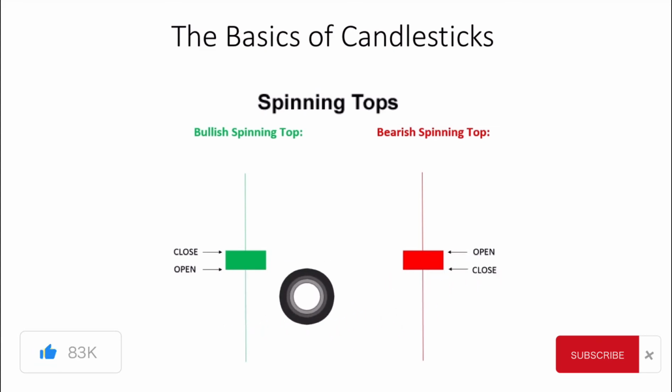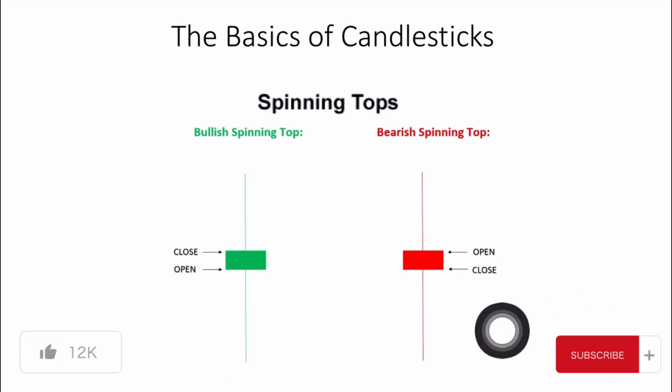The colors don't really matter. They're not very important. It's just that this pattern indicates that there is indecision between buyers and sellers. By that I mean the buyers and sellers are undecided. They're not deciding either to let the market be all buying or all selling. So basically, when you find these candles in the market, just know there is indecision in the market.